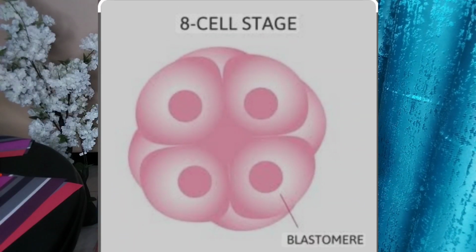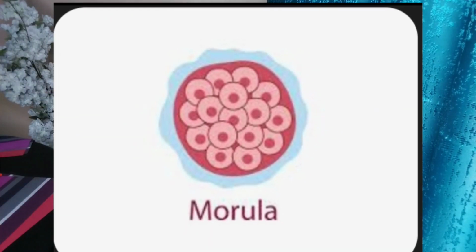cell division to form a cell mass called a blastomere, and it contains 8 cells. This usually happens around day 2 after fertilization. At around day 4, the blastomere has to transition to another stage called the morula.